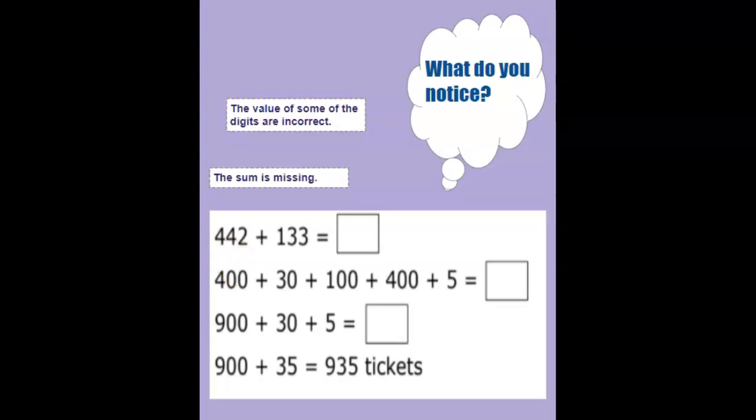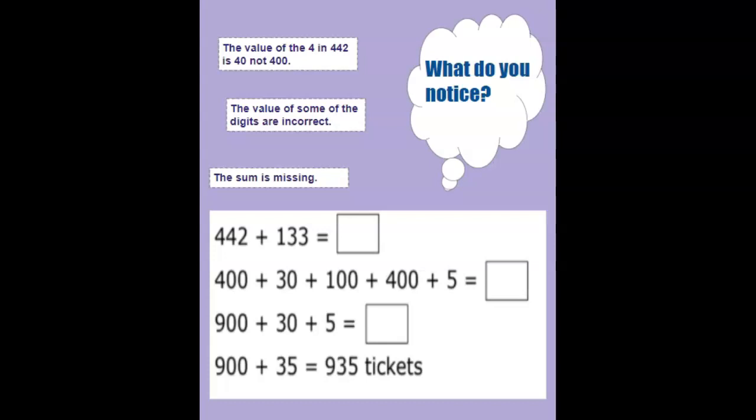The value of the 4 in the tens place in 442 should be 40 and not 400. So something I also noticed was that since the place values were not determined correctly, then the sum is incorrect because they added too many hundreds, so the sum is going to be off.